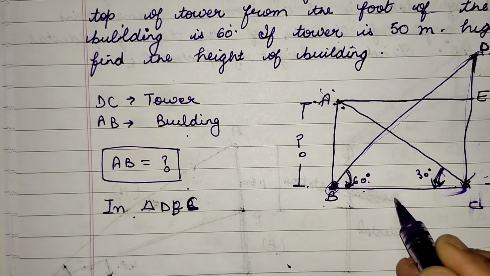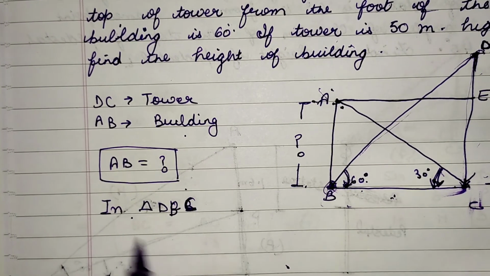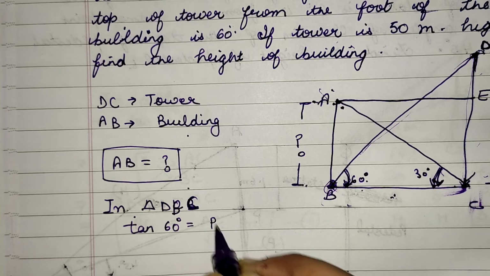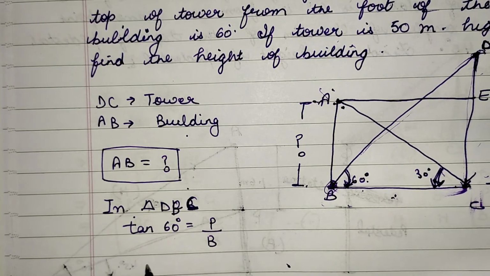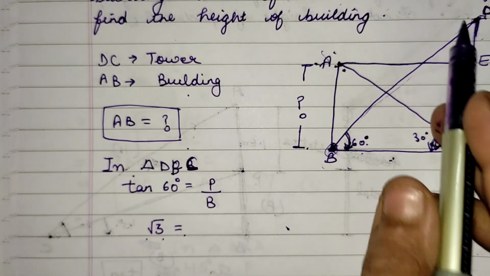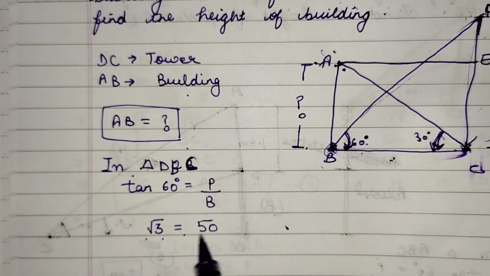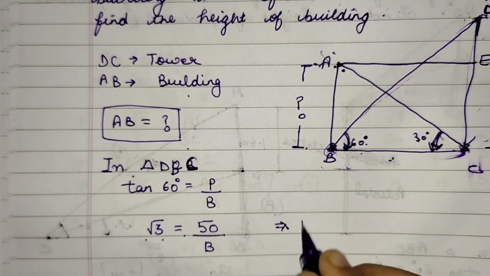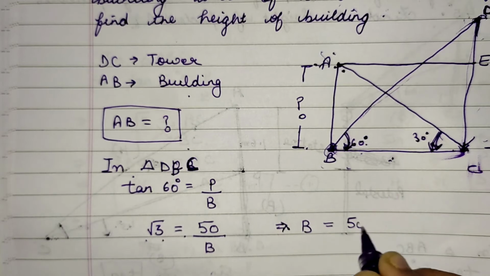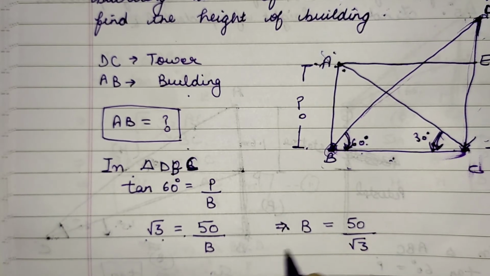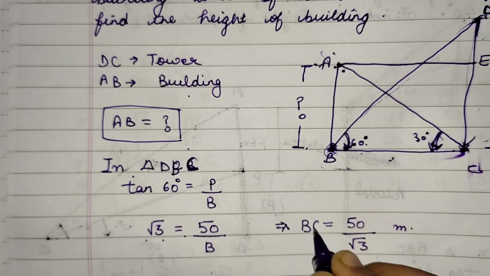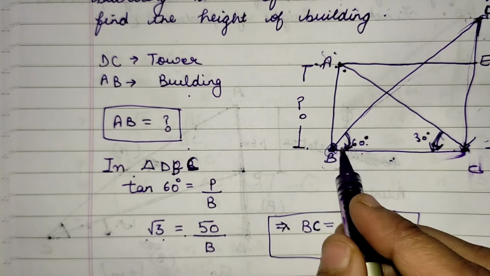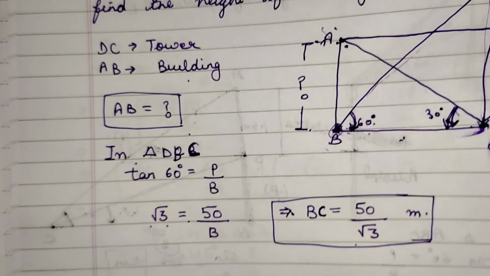Again I have to use the relation between perpendicular and base. So tan 60 is equal to perpendicular by base, and tan 60 is root 3, equal to perpendicular, which is 50, by the base that I have to find. If I do cross multiplication, I will get my base is equal to 50 by root 3 meter, or BC is equal to 50 by root 3.